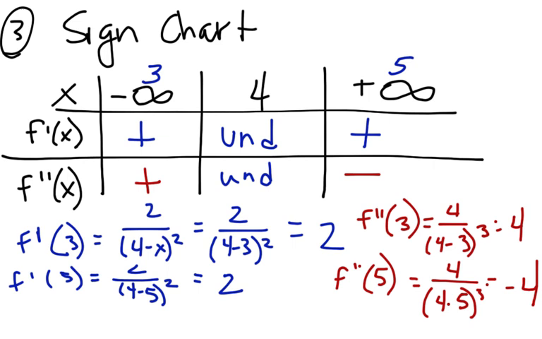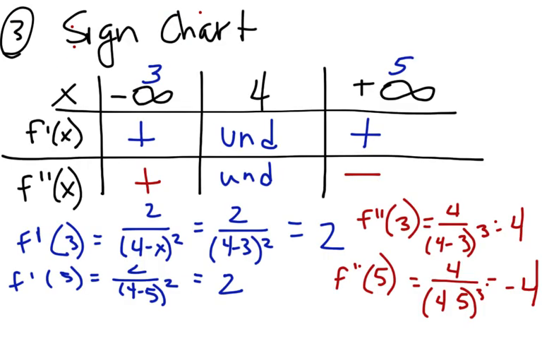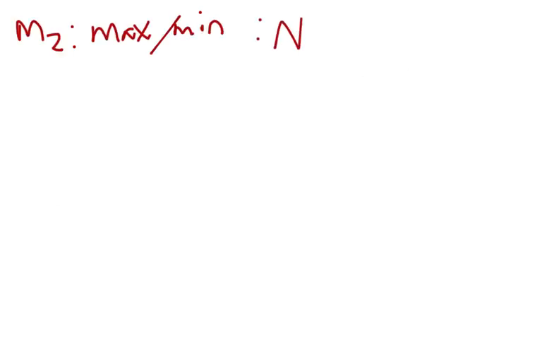Okay, I hope you've been writing this down, because we're going to have to reflect on all of the information we've gathered so far in order to do our discussion for the M2I2 acid for this function. So, M2, that's our maximums and our minimums. Now, how do we know if we have maximums and minimums? Well, the first derivative has to change signs. If you look at the sign chart, our first derivative is positive, then undefined, then positive again. It never changes to negative. So there are no maximums and minimums on this function.